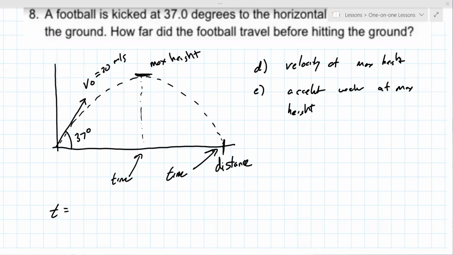What do you got for the time? 20 sine 37 divided by, wait, no. That's right so far. Divided by 4.9, and I got 2.45 seconds, 2.46 seconds. Okay, so we talked about this yesterday about reasonableness. That's reasonable. 20 seconds probably is too long. So 2.46 seconds, great.